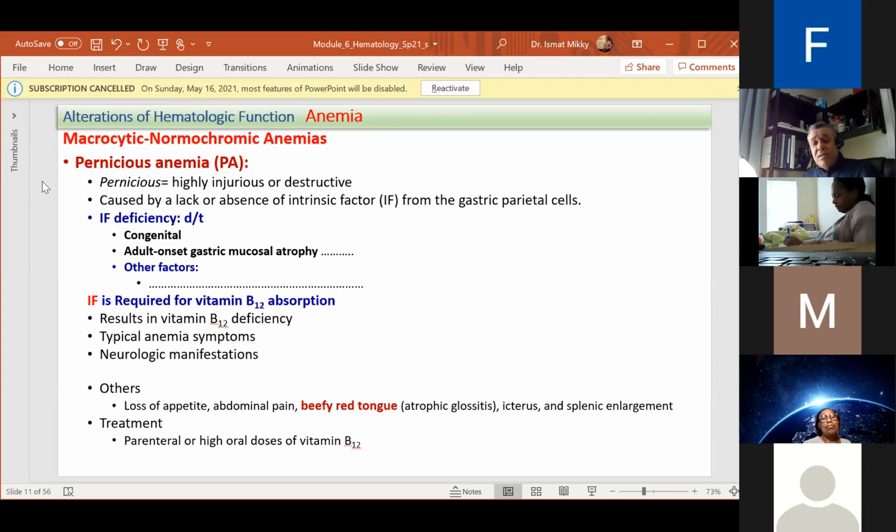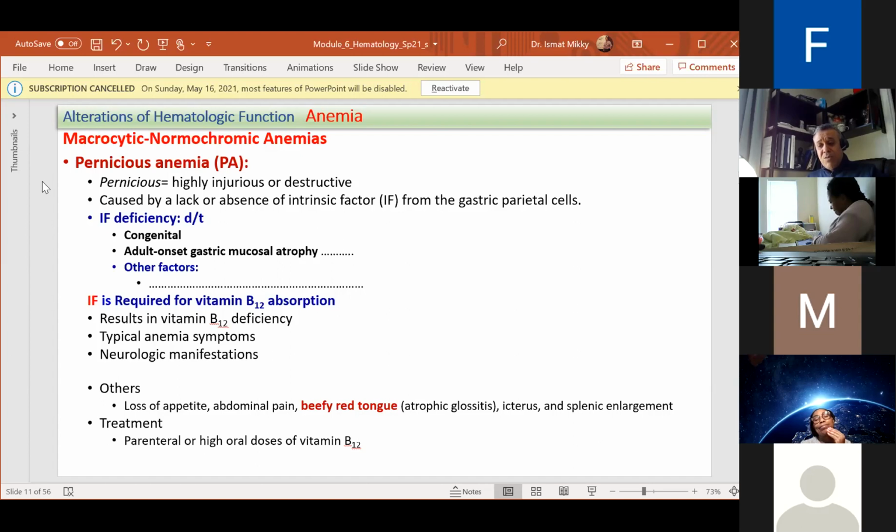And why would this intrinsic factor be absent? Either it's congenital, or there is a chronic disease, like adult onset gastric mucosal atrophy, like patients with chronic gastritis, for example, or patients who experienced a gastrectomy, for example. Other factors like alcohol ingestion, like heavy alcoholism, hot tea. Even the hot tea sometimes could result in chronic gastritis and then the intrinsic factor problem.